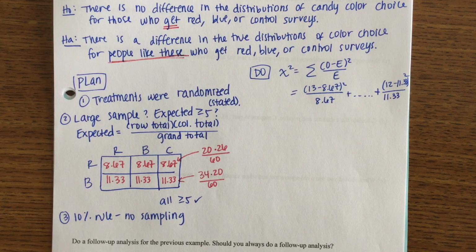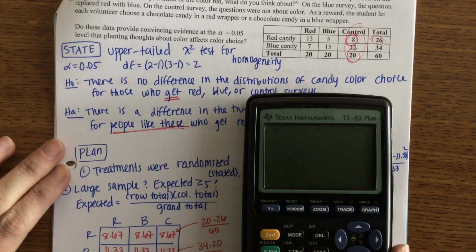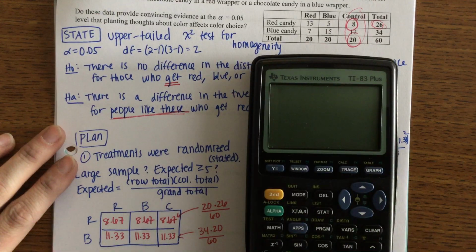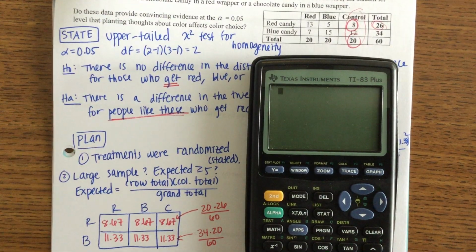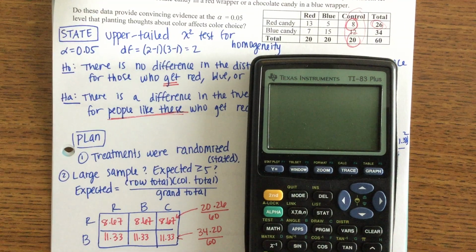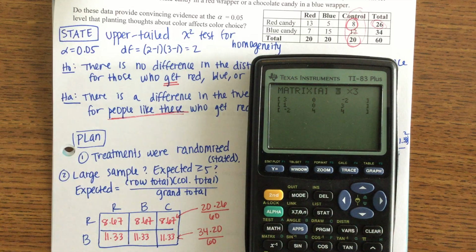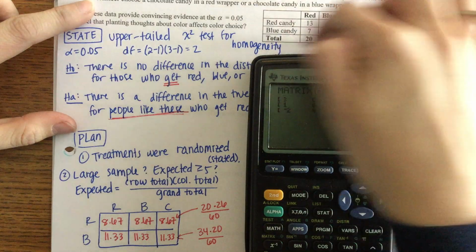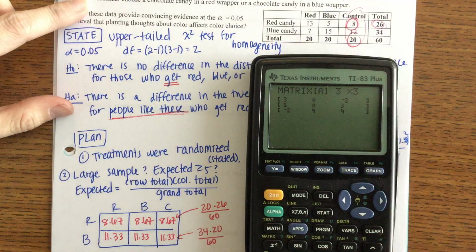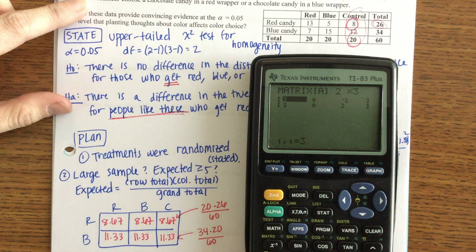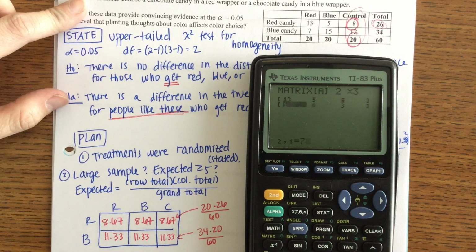Okay, this is different on the calculator. So this one is actually pretty different from what you've done before. The calculator is going to need the observed values and it's going to need the expected values. Let's do it like this. Both your observed and your expected values are going to go into a matrix. So you're going to go to second matrix and go over to edit. Do the observed first. So this matrix here, again, if we're only looking at our data, is 2 by 3. And then you're going to put in the observed values. So the 13, 5, 8, etc.